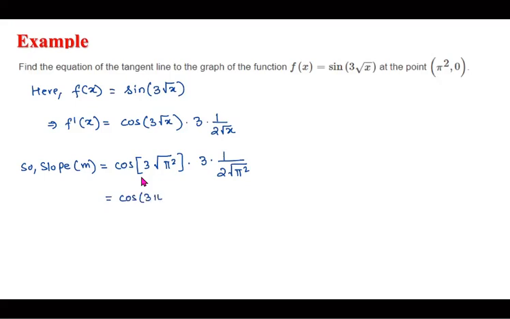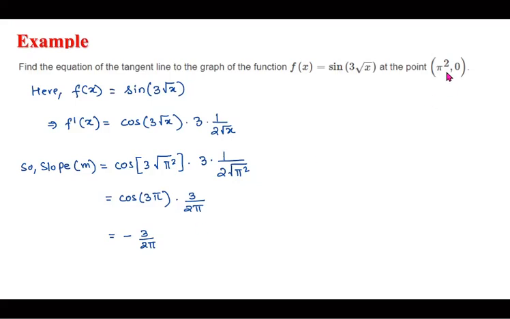So this can be simplified to cosine 3 pi, because here the square and square root cancel, so that becomes 3 pi. Then multiply: if I multiply 3 with 1, that is a 3, and in the denominator we have 2 pi, because the square and square root cancel, that's a pi. Now what we know is cosine 3 pi is negative 1. So negative 1 multiplied by 3 over 2 pi is negative 3 over 2 pi. So that is the slope.